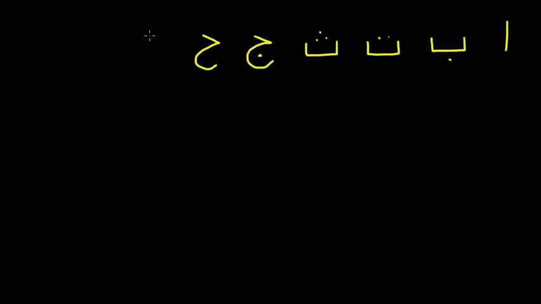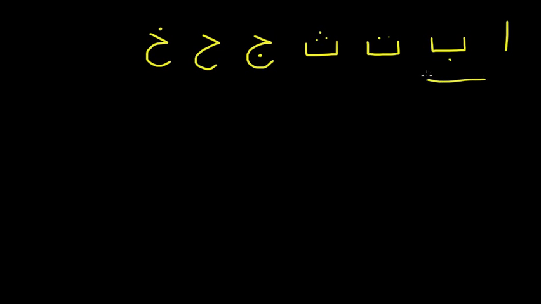Okay, in this video, we're going to talk about the next eight letters in the Arabic language. From the last lesson, you'd remember Alif, Ba, Ta, Tha, Jeem, Ha, and Kha. And we connected some of these letters so you got to see how the language is actually written.